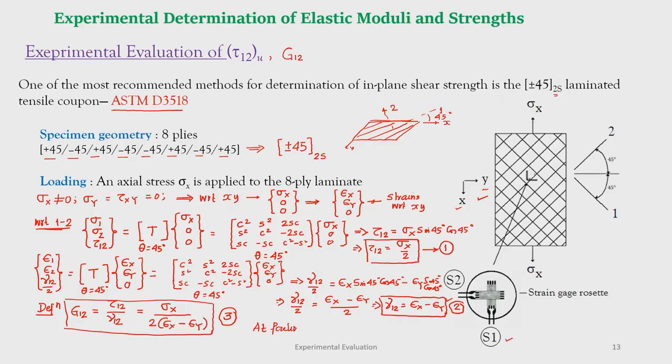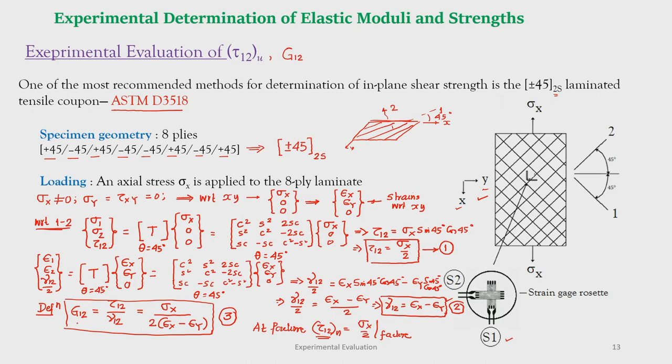So, this plus minus 45 degree coupon is actually loaded till failure, and we take a number of data points till failure, and at failure whatever is sigma x divided by 2 is nothing but tau 1 2 ultimate, sigma x by 2 at failure. So, we get tau 1 2 ultimate, we get G 1 2.